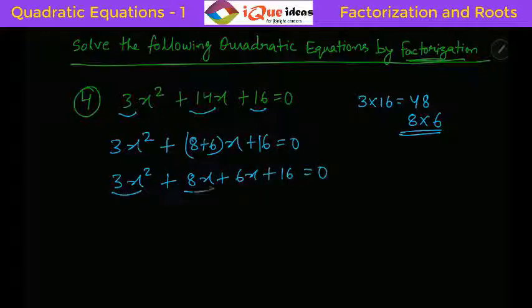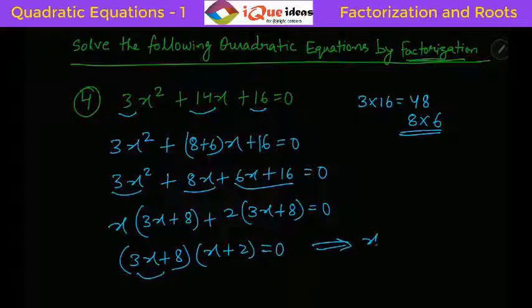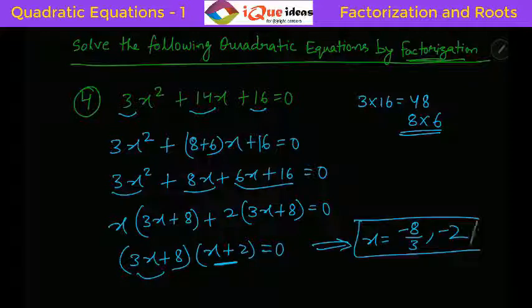Now from these two, just x is common. So take x out, you will get 3x plus 8. And from the next two, you can see that 2 is common. So you get again 3x plus 8 equal to 0. That means 3x plus 8 is completely out. And in the second part, we will have x plus 2 equal to 0. This tells us very clearly from the first one, it will be x equal to minus 8 by 3. And from the second one, x equal to minus 2. So the final answer of this question is minus 8 by 3 and minus 2. Alright. Now let's take one more example.